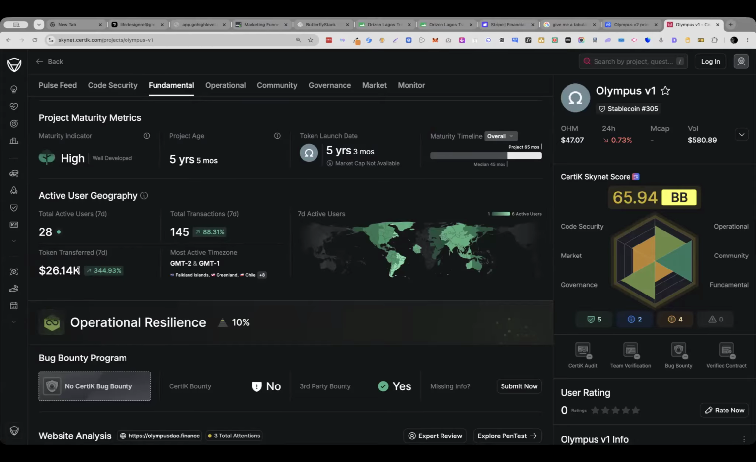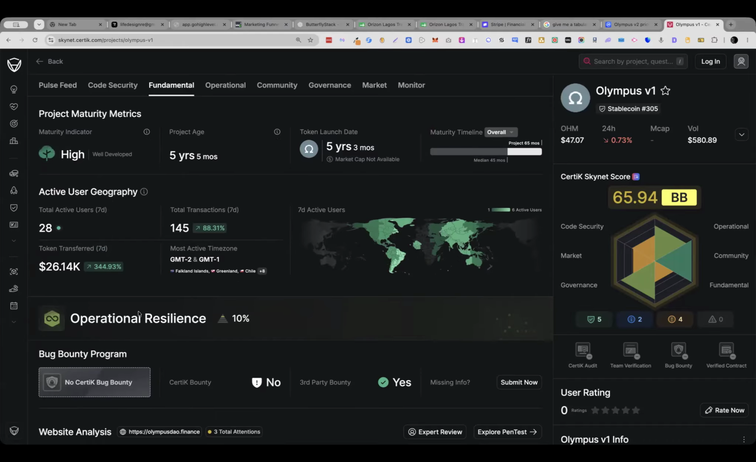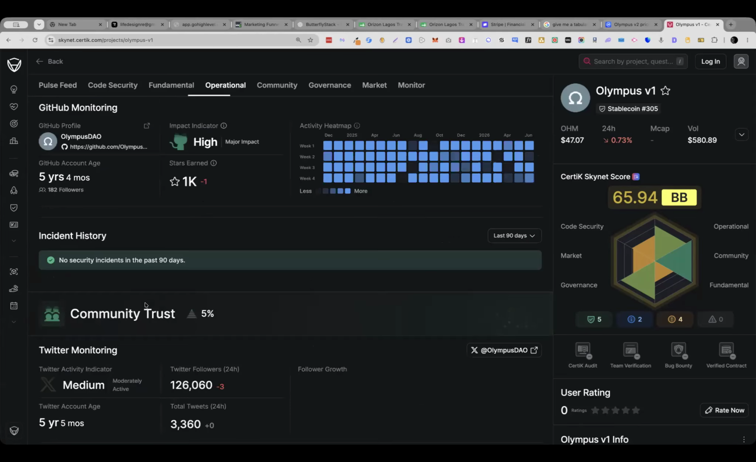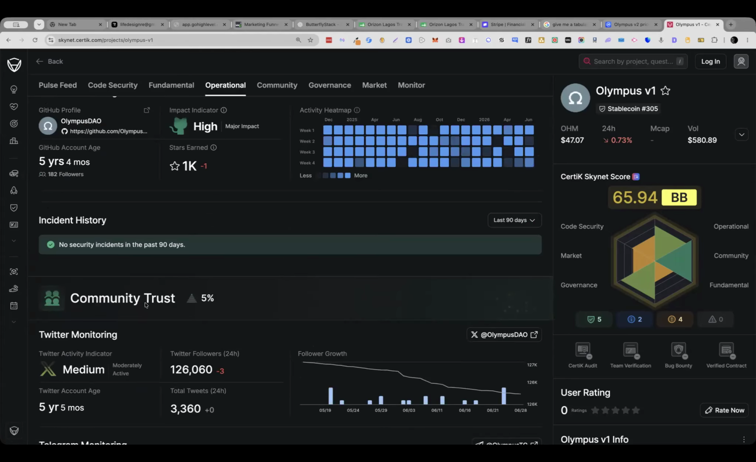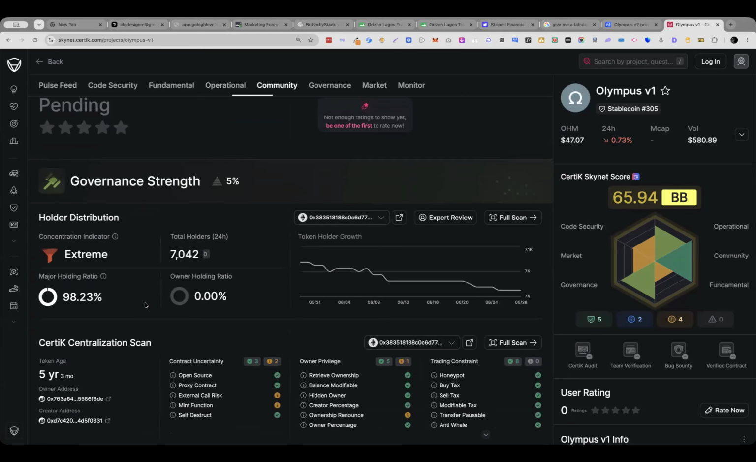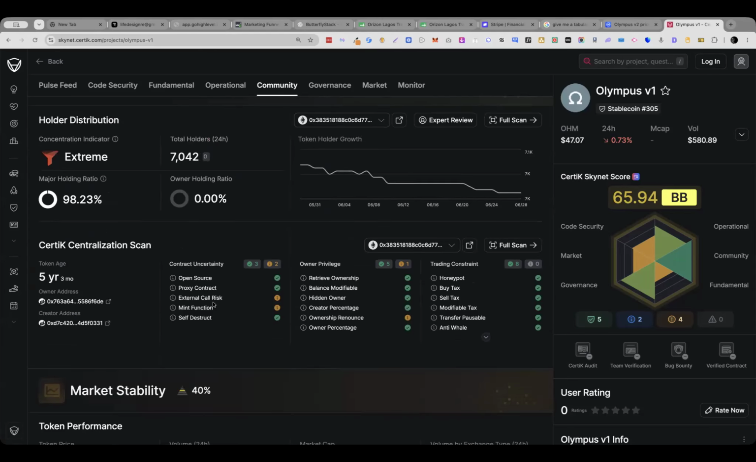This is 5 years and 3 months later. Now, if you come down to where the code base is, where they talk about some of the things about the code, okay, now look at this. Because this project is a DAO, there's something called contract uncertainty.